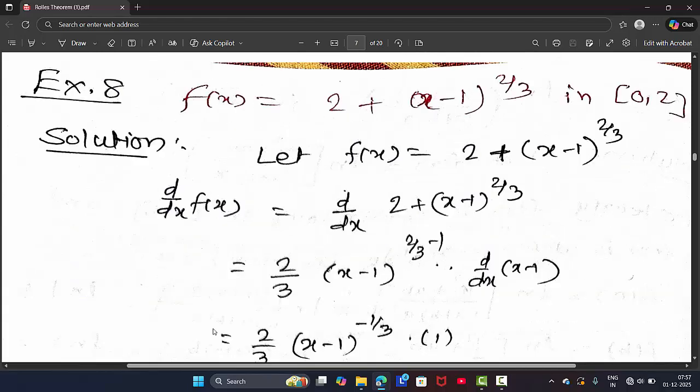Eighth problem. Verify Rolle's theorem for f of x equal to 2 plus (x minus 1) raised to 2 by 3 in interval 0, 2.